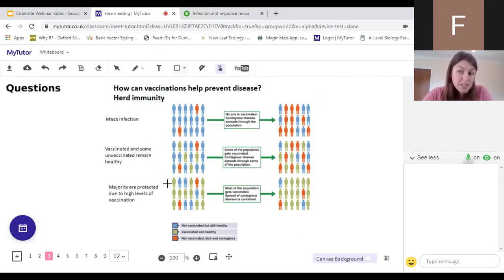Why do we need a vaccine and not antibiotics? That's a good one. Anyone wants to answer in the chat? That'd be a really good one to answer. Why do we need a vaccine for coronavirus rather than antibiotics? Anyone?